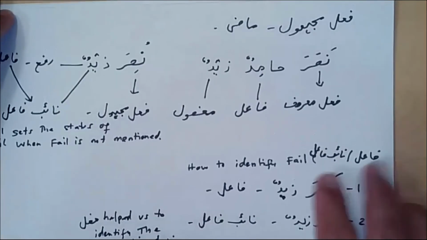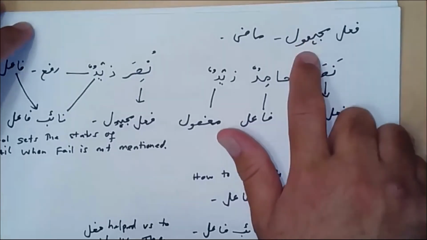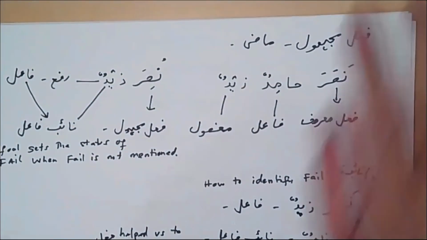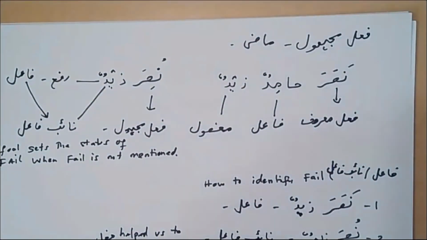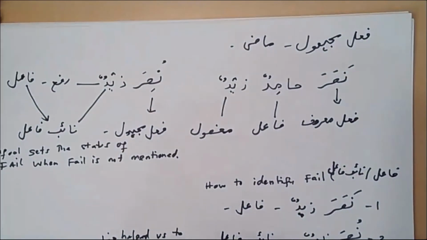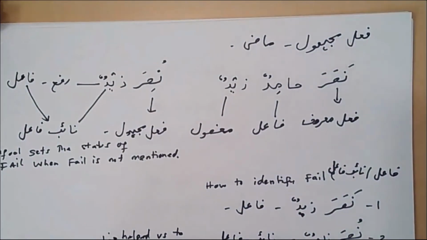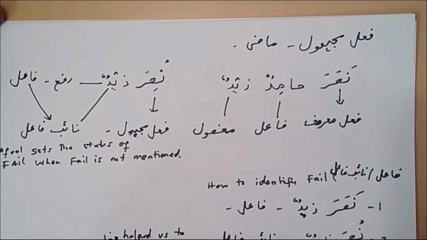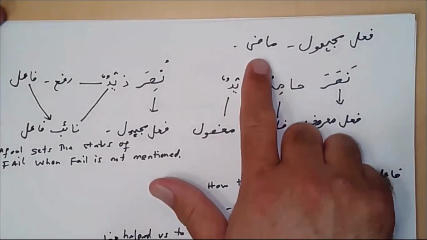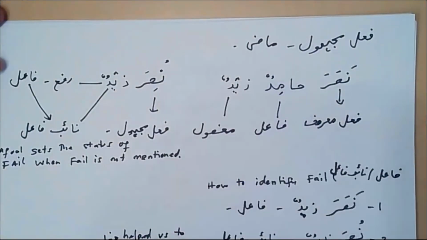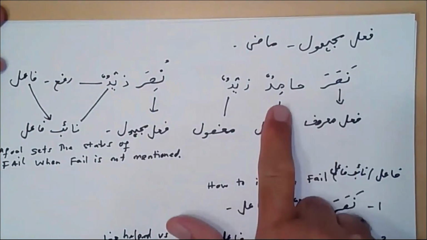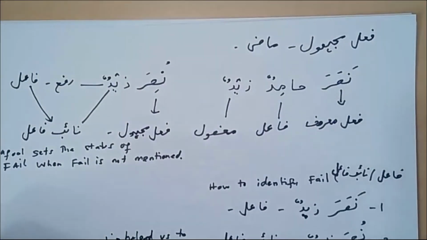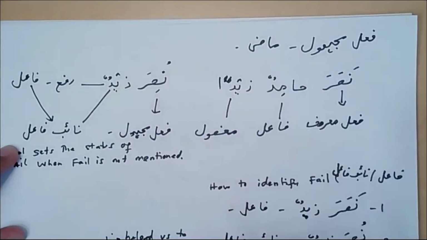Fi'l majhul. What is the meaning of majhul? Passive, or in other words, unknown. What is unknown here when we are making a majhul? The file is unknown. And we're dealing with madi, past tense. So Nasara Hamidun Zaidan is supposed to be Zaidan. I made a mistake here. It's supposed to be Zaidan.